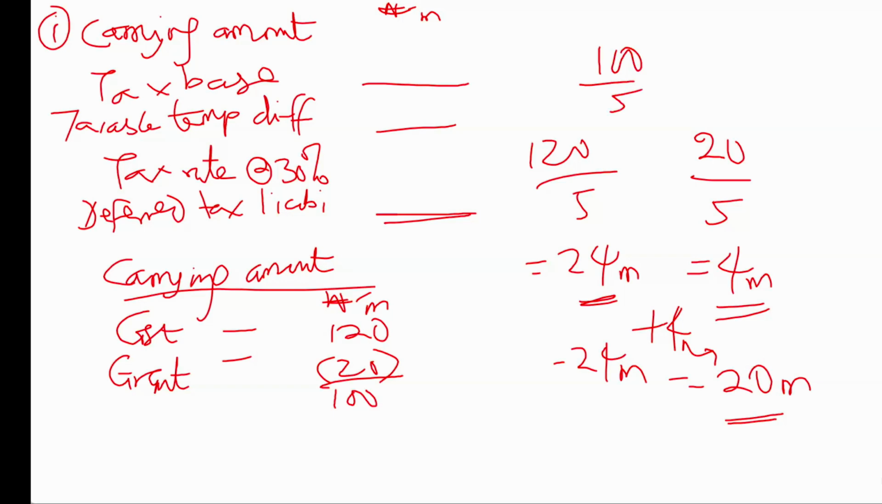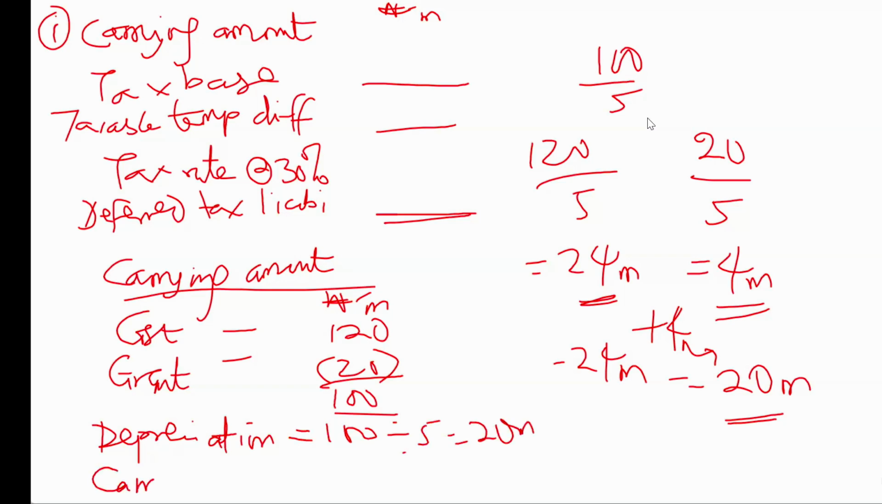So the straightforward approach, instead of going through all of this, is to deduct that grant from the cost of the item. When I want to calculate my depreciation, I will calculate it based on the cost minus the grant. So depreciation will now be 100 million divided by 5, equals 20 million.